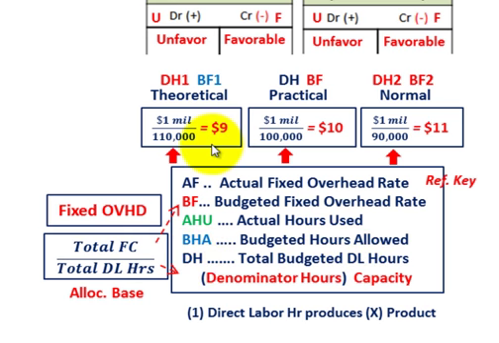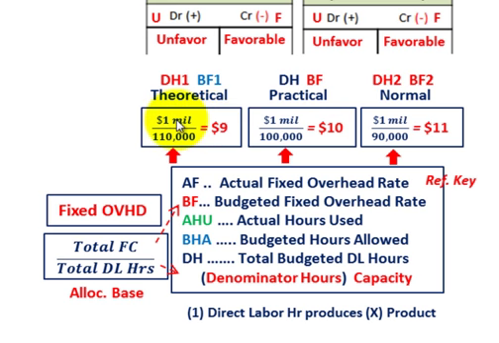If we look at it, we really have three different choices. Let's say we have the theoretical amount, that's what the plant could produce at 100%. The practical amount, which is a little less than the theoretical amount, and you allocate your overhead on that. And then versus your normal amount. This is what you think the plant could probably do on a normal basis.